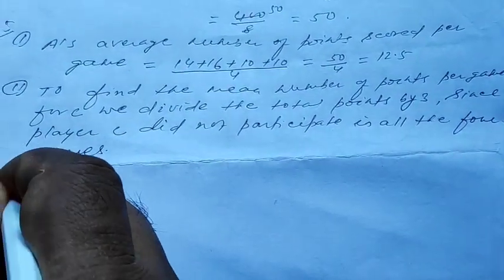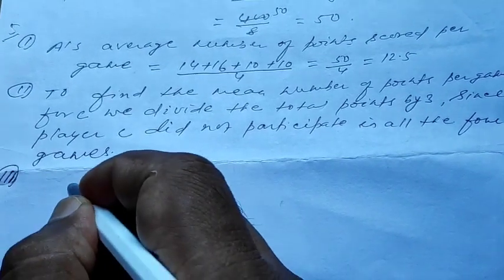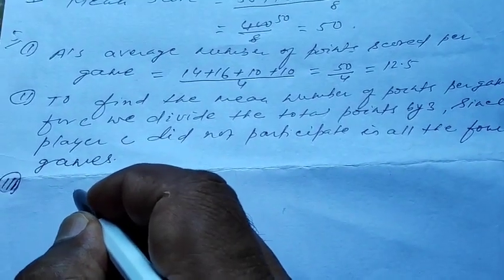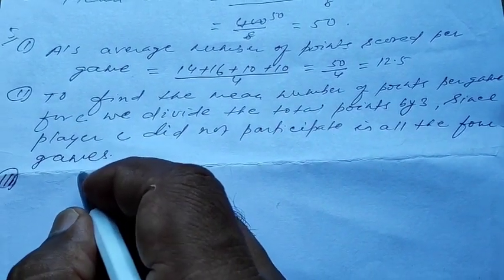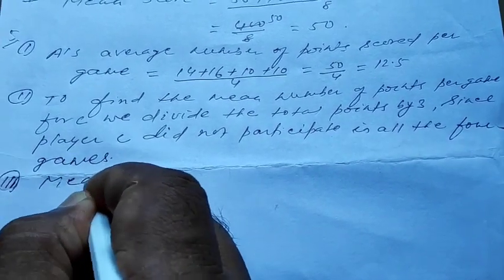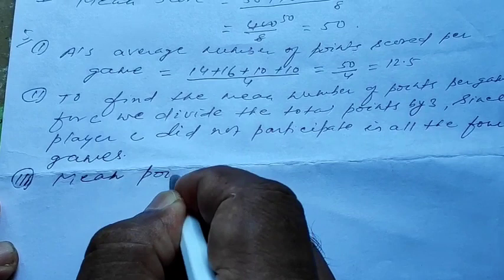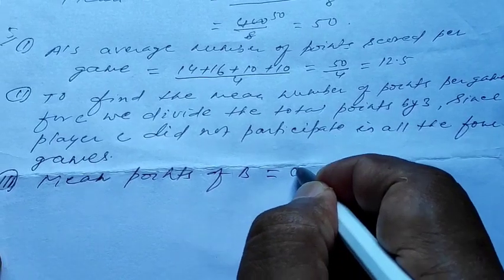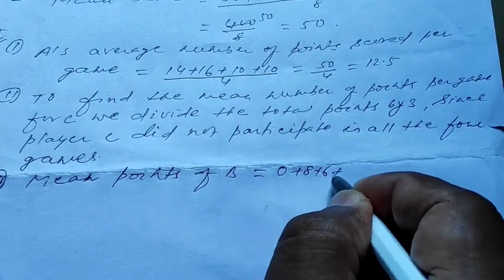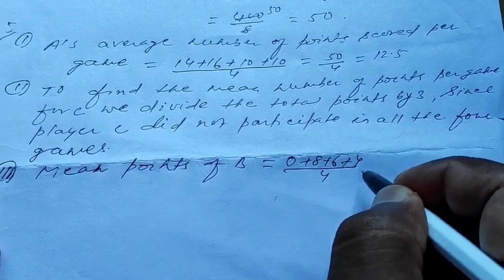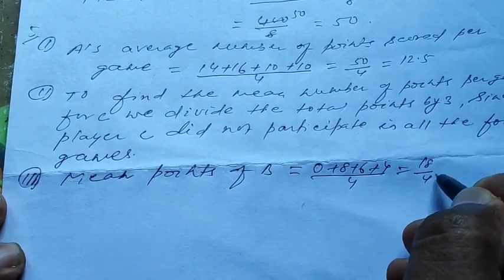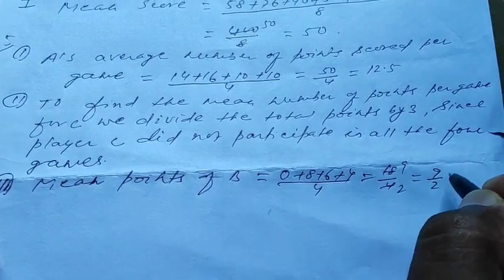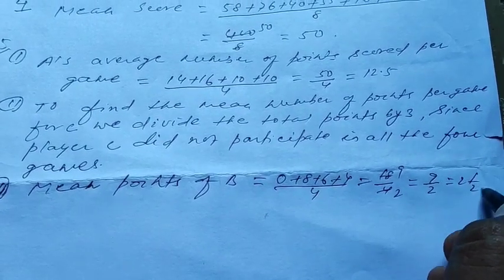Now third. In question number 3, B played in all the 4 games. How would you find the mean points of B? Mean points of B is equal to 0 plus 8 plus 6 plus 4 by 4. This is equal to 18 by 4, and 2 2s are 4, 2 9s are 18. This is equal to 9 by 2, and this is equal to 4 and 1 by 2.